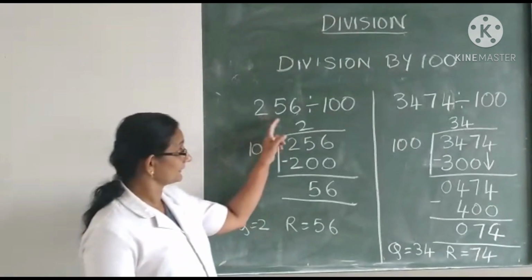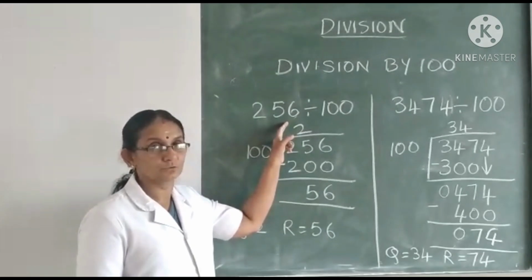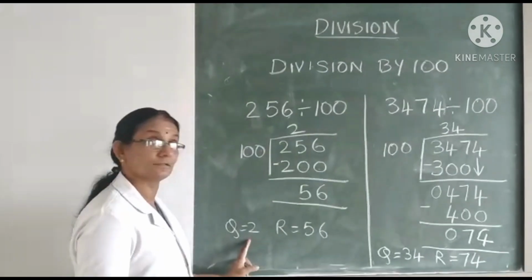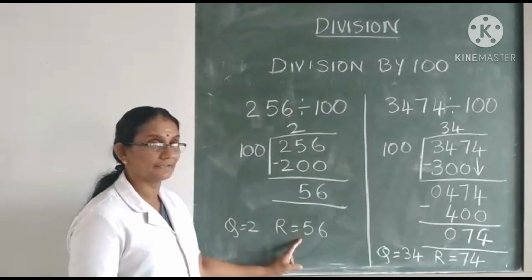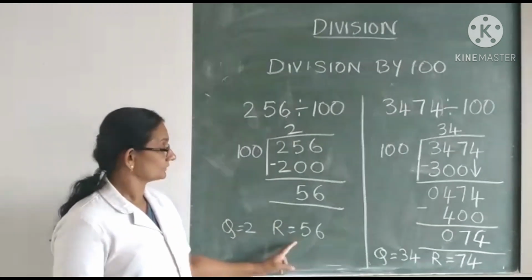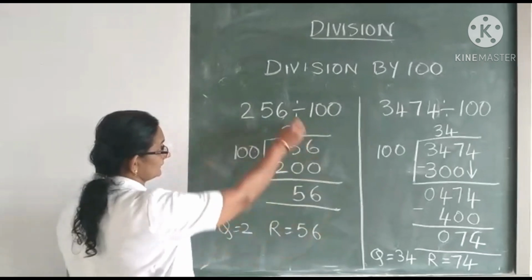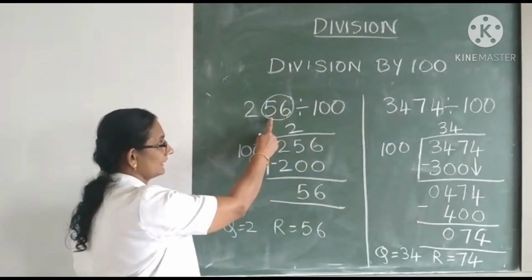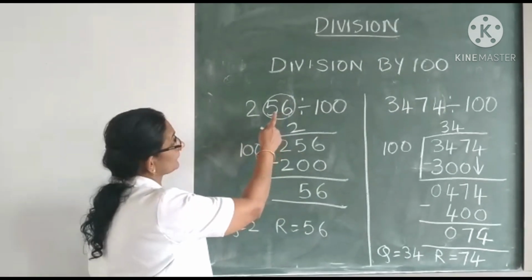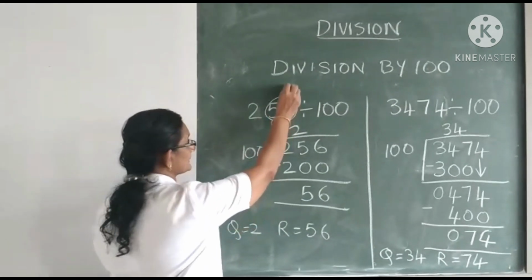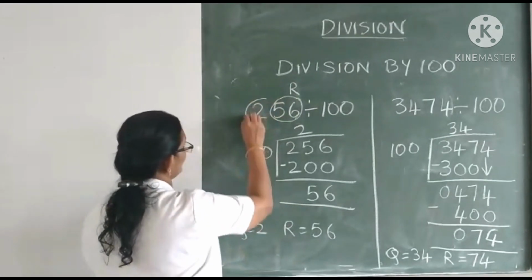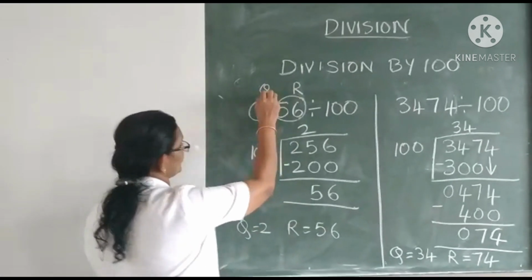Now look at the dividend. The dividend is 256. And what is the quotient? 2. And what is the remainder? 56. So you can see that the last two digits, the digits in the ones and tens place, are the remainder and the digit in the hundreds place is the quotient.